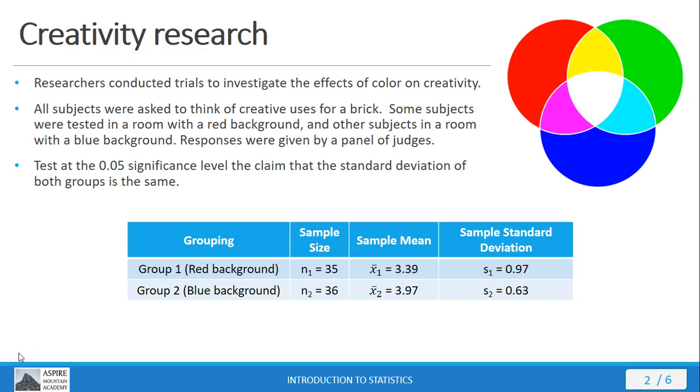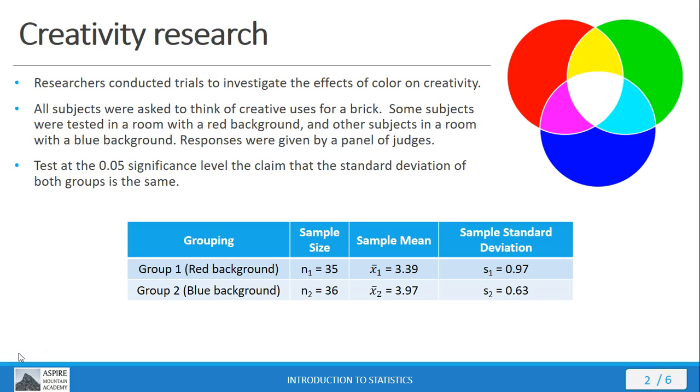So, to practice using this F-test, we're going to look at an example that we've already seen in previous mini lectures involving creativity research. You've got your research subjects who were asked to think about creative uses for a brick. They're separated into one of two different rooms. One is the red room, the other is the blue room, and they give out responses to creative uses for a brick. The responses are judged by a panel of judges. Then you get the sample statistics calculated, and you can see those here. They're the same ones that we've seen before.